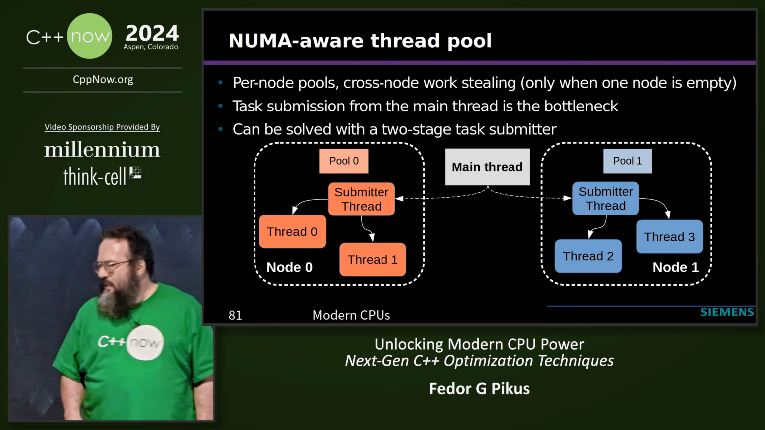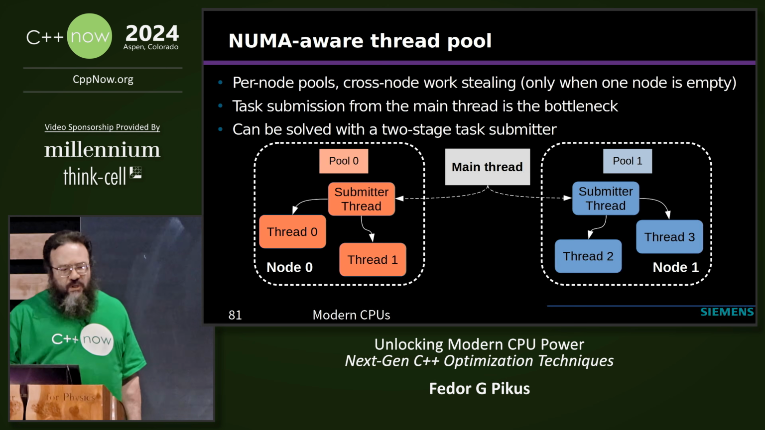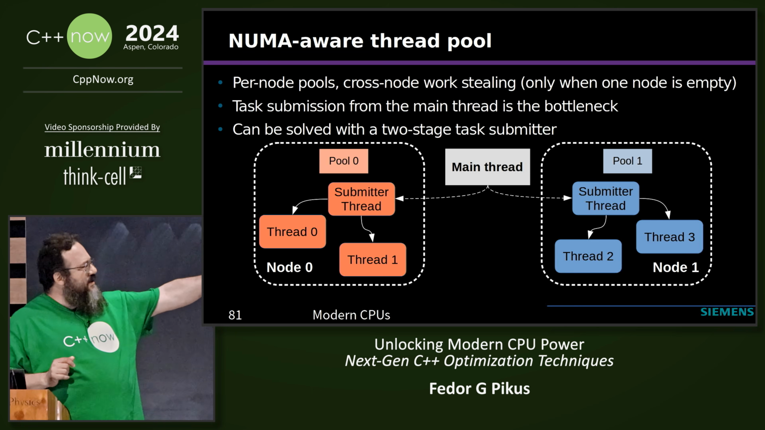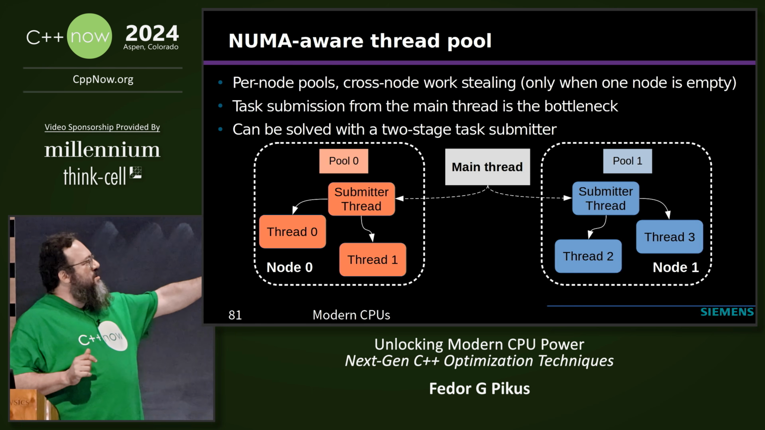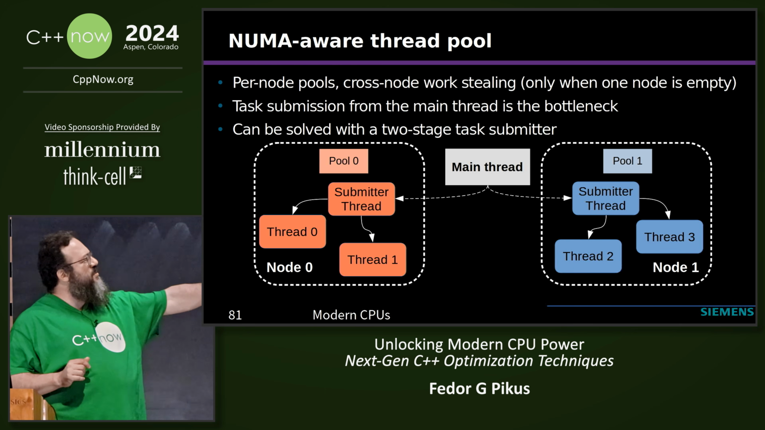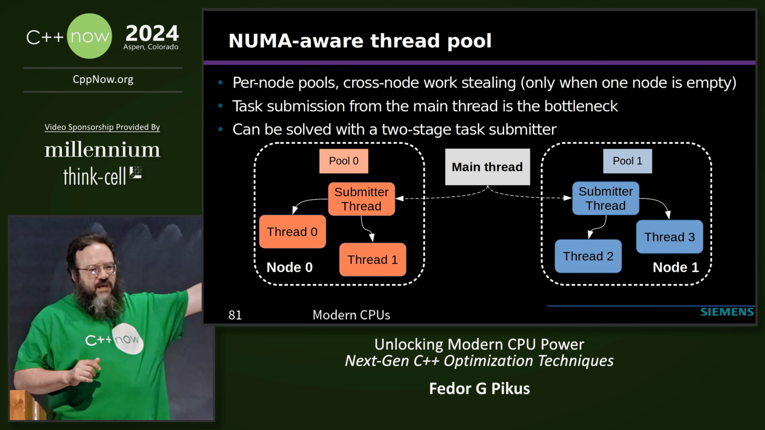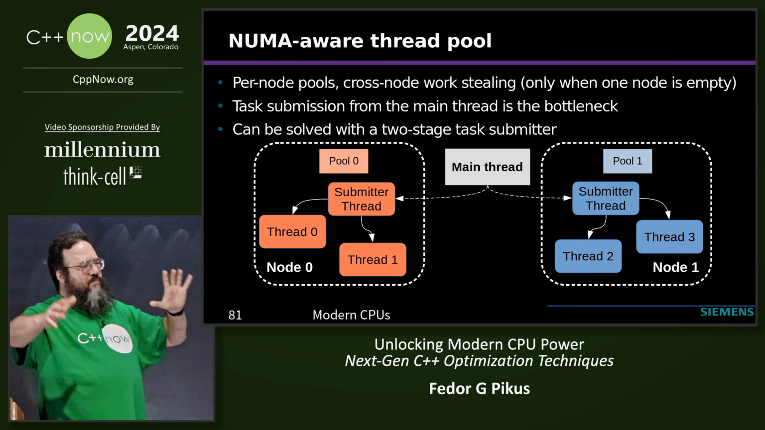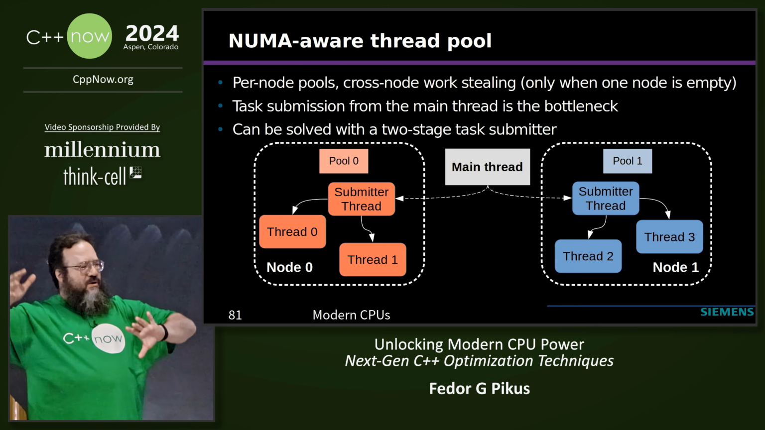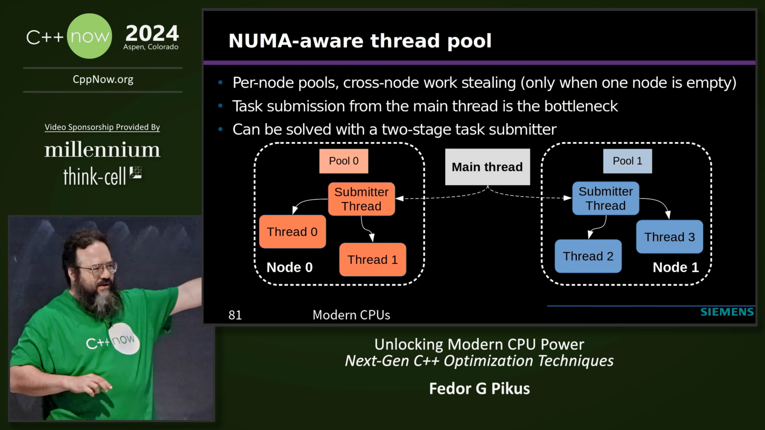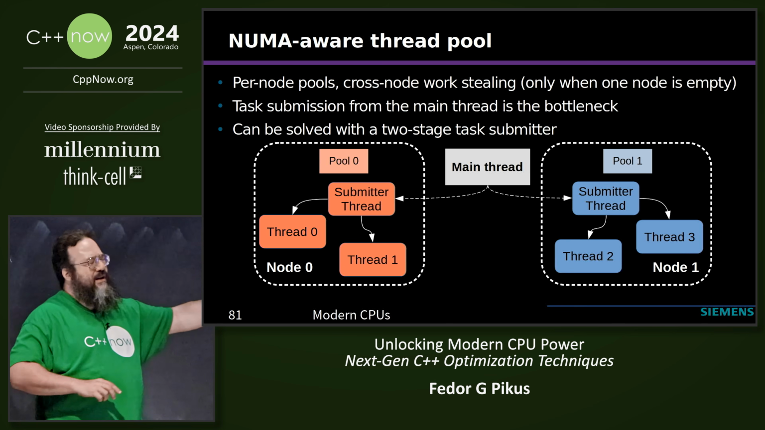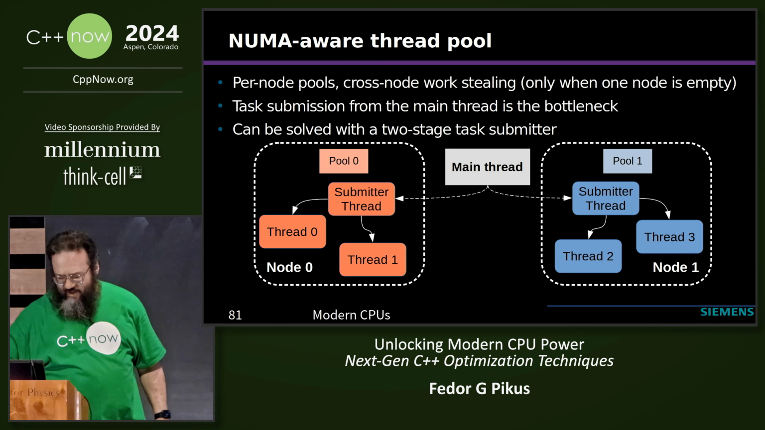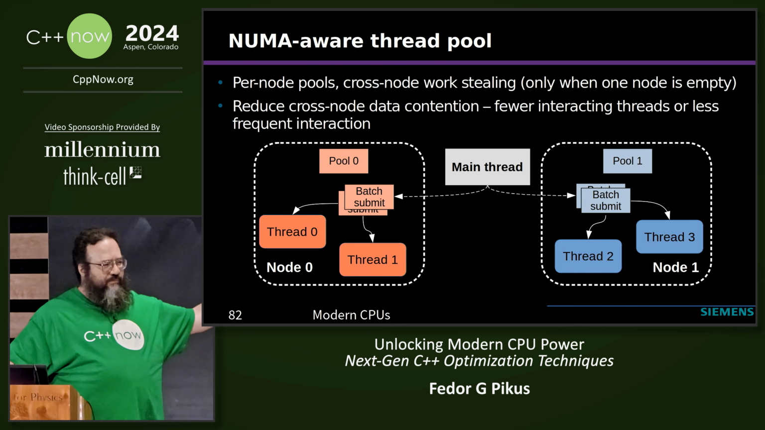Okay. You can do one better, because remember I said the main thread submits the tasks. Submitting a task involves manipulating a whole lot of shared state in the thread pools. Well, you can do one better: you take a big batch of tasks, ship it to a submitter thread that is now local to that node, and have it deal with it within the node. Parcel it out to all the threads. Batch submit.